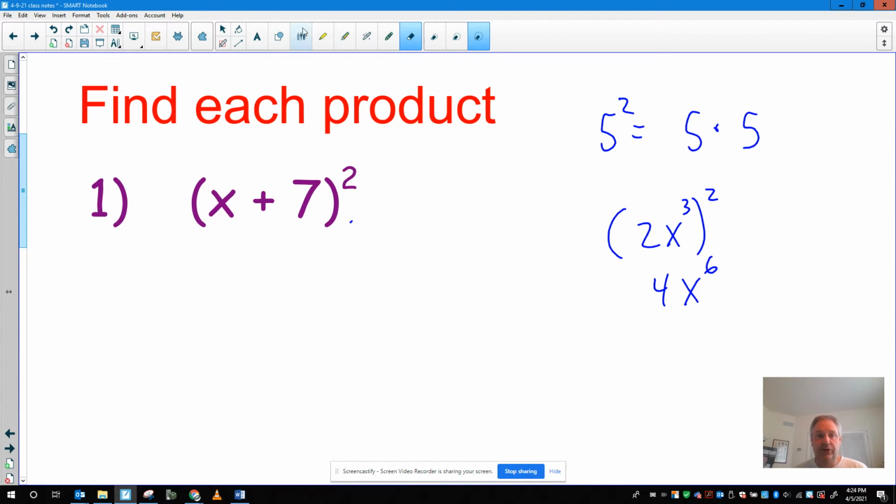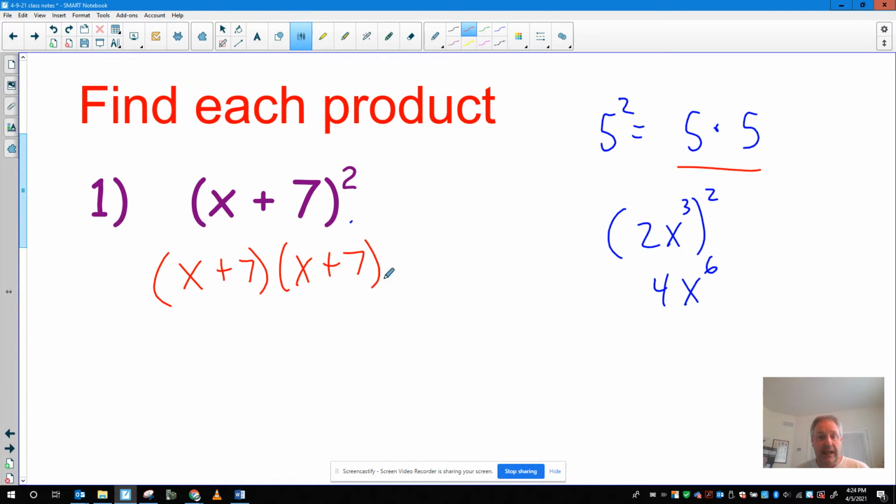I can't just square each part. I have to use what we learned in elementary school. To square something means to write it twice. So this really means the quantity of x plus 7 times the quantity of x plus 7. And then I just FOIL.